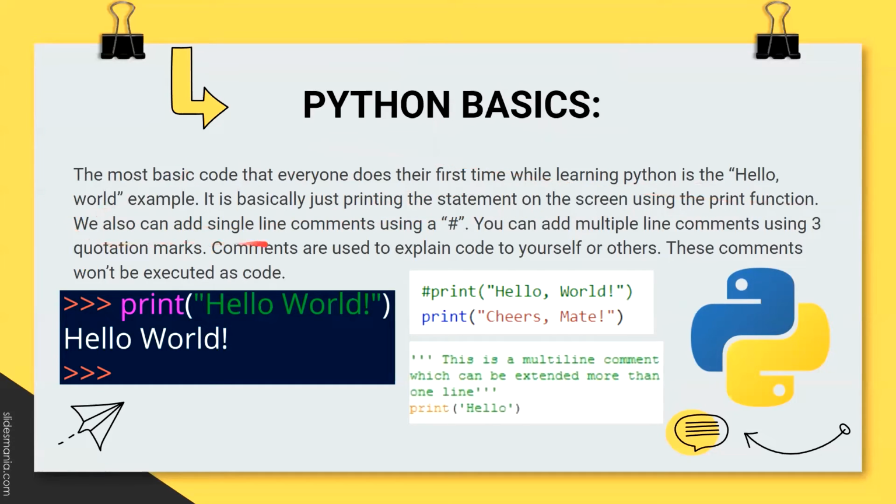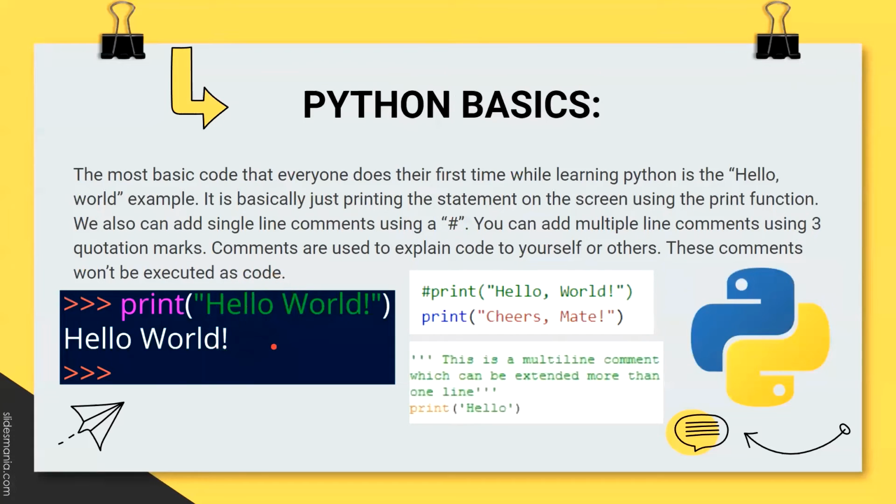We can also add single line comments using a hashtag. You can add multiple line comments using 3 quotation marks. Comments are used to explain code to yourself or others. These comments will not be executed as code.